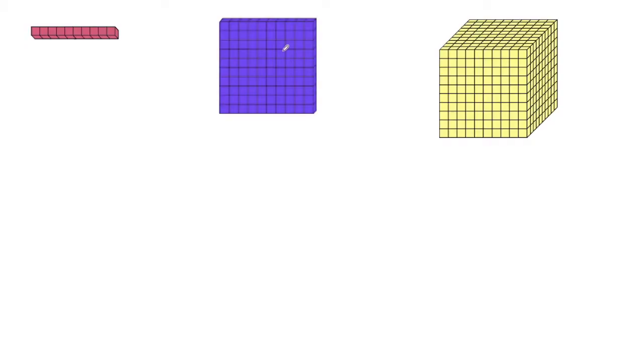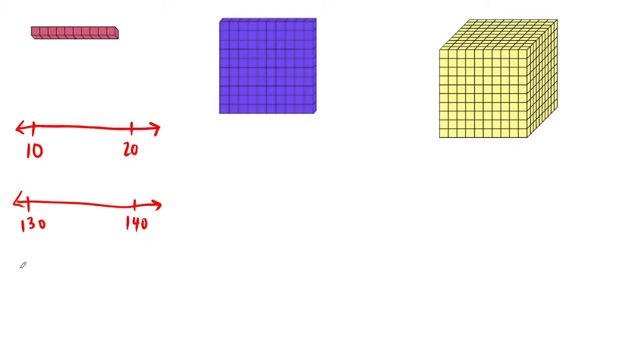So for example, half of 10, half of 100, half of 1,000, those are not all going to be the same. Let's think about what they are going to be. Because we're going to have number lines where the benchmark is 10, like 10 to 20, or 130 to 140, or even 219,670 to 219,680. All of those have 10 in between.